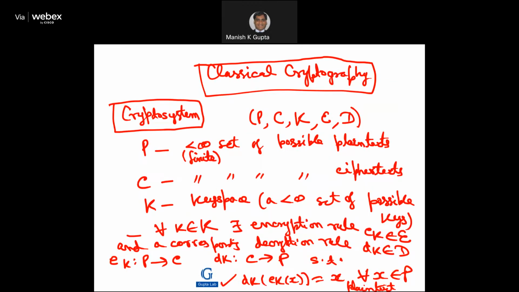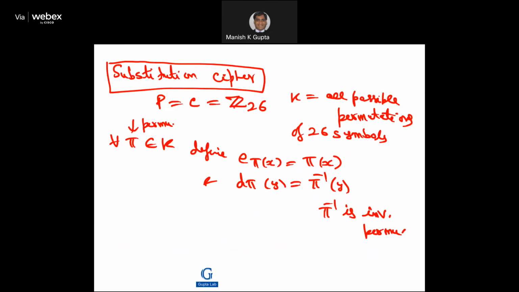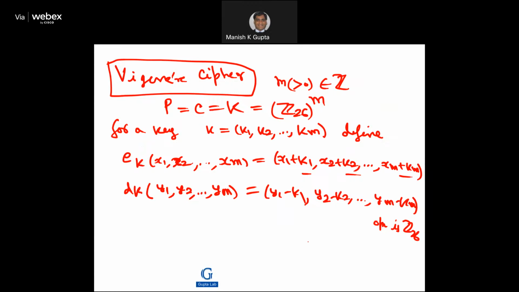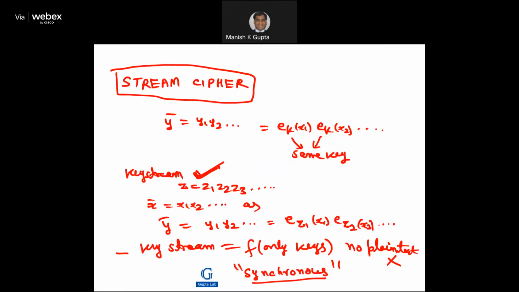I'm just recalling, this is the crypto system, a 5-tuple: plain text, ciphertext, key space, encryption rule, decryption rule, right? Then we talked about shift cipher, substitution cipher, affine cipher, and then Vigenere cipher. In fact, you will see that this cipher is also a special case of stream cipher. And we talked about Hill cipher, permutation cipher. So now we are ready with stream cipher.